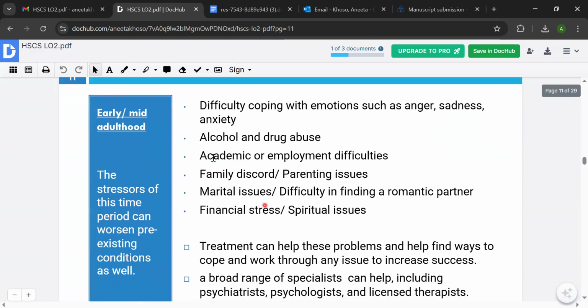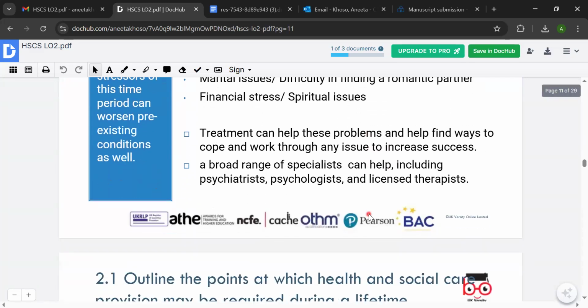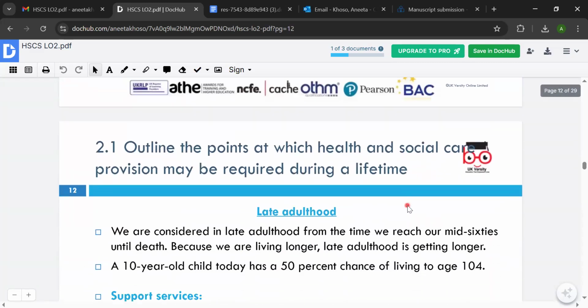When this happens, there's difficulty coping with emotions. You have anger, sadness, anxiety. You can fall into traps of alcohol and drug abuse, academic or employment difficulties, family discord, parenting issues. You can have marital issues, difficulty in finding a good romantic partner. You have financial stresses, spiritual issues. So treatment can help you in various ways to improve your conditions. You have psychiatrists, psychologists, and licensed therapists for that.